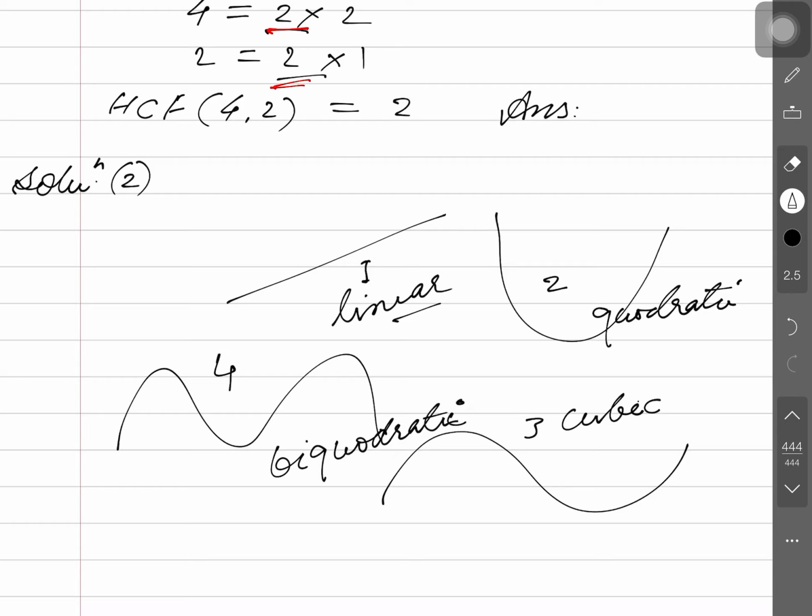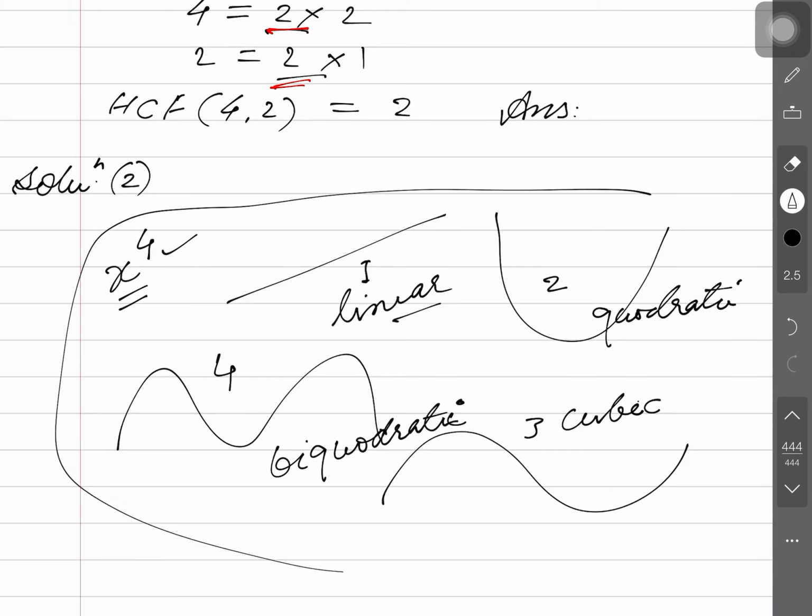So what do we understand by the biquadratic polynomial? Obviously a double degree is there. We can have something like x to the power 4. The degree of the polynomial in the variable is 4, and it is said to be a biquadratic polynomial. Is that clear? Well understood here, everybody?